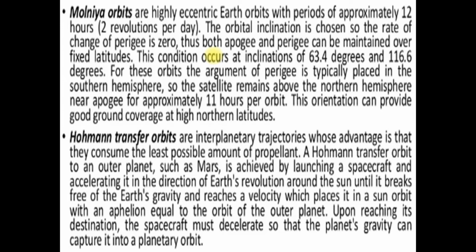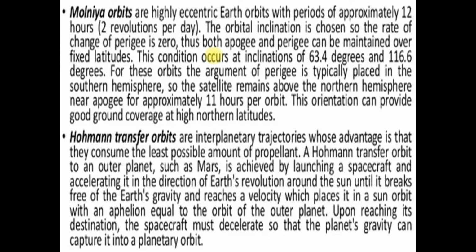Upon reaching its destination, the spacecraft must decelerate so that the planet's gravity can capture it into the planetary orbit. So from Earth, if you want to launch a satellite to another planet, initially it has to escape from Earth's gravitational pull and enter into the solar gravitational field.